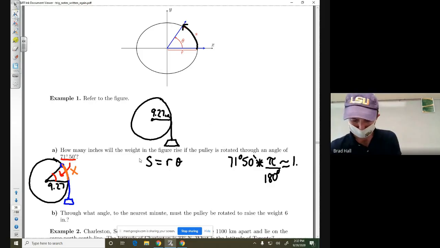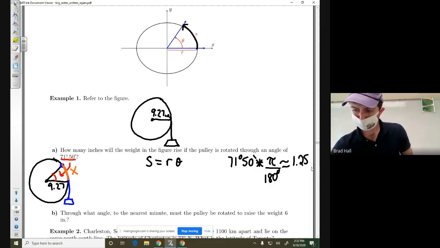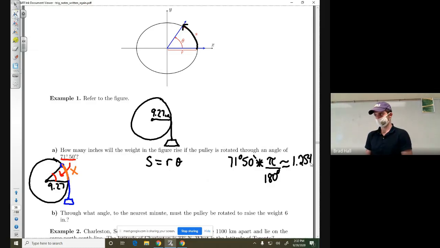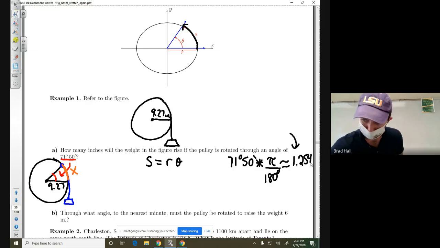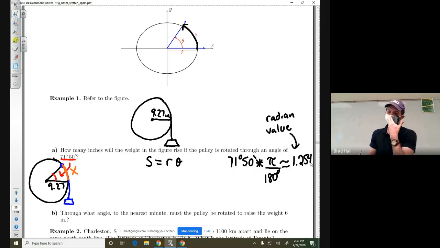I'll call it 1.254. Did other people also get that? Okay, cool. So this is the radian value. It would be read as 1.254 radians. And you can convert to decimals when we have an application problem that does not ask for an exact value.